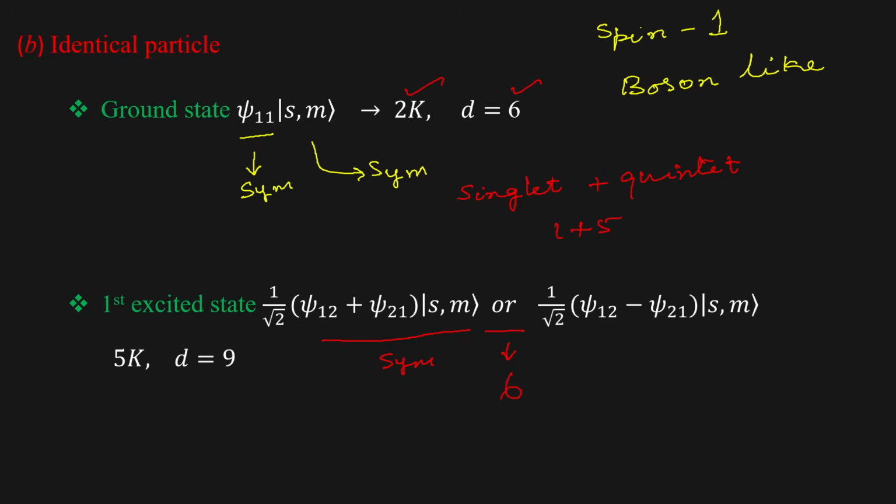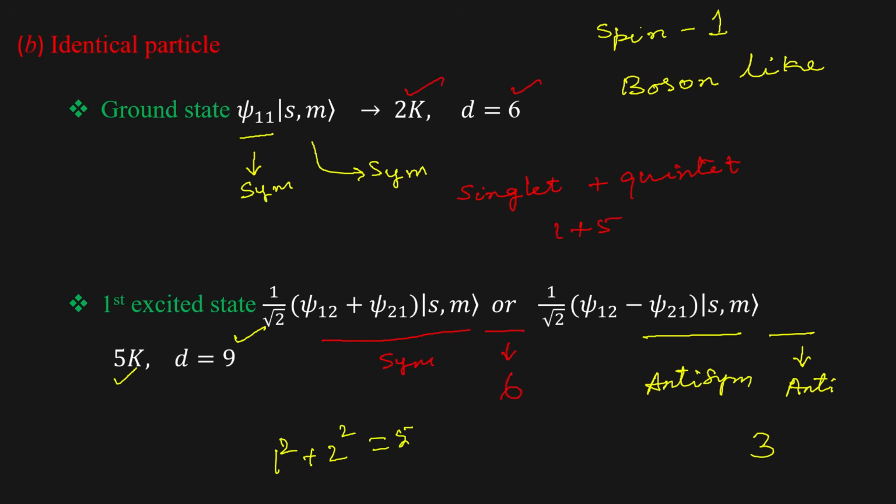Then what about this one? You have an anti-symmetric wave function. I will simply write anti-symmetry. Then this must also be anti-symmetric in order to make the total symmetrical. So only the triplet state is anti-symmetric in this case. So 3 plus 6, the total degeneracy is 10. Then 1 squared plus 2 squared is equal to 5. So I have written that 5k.